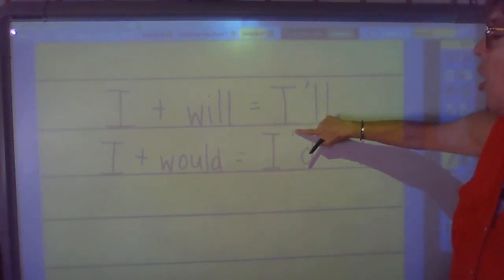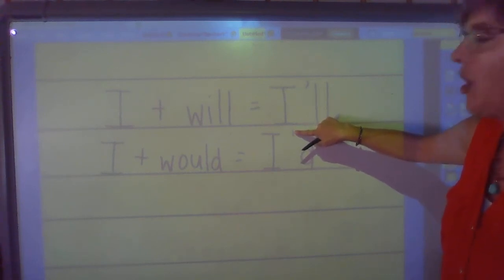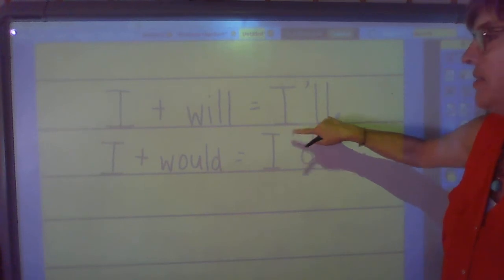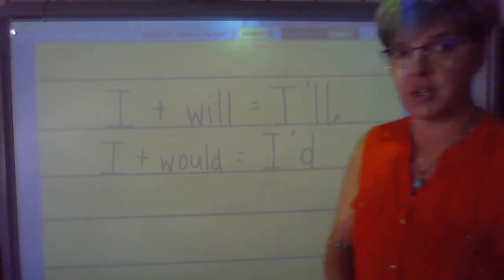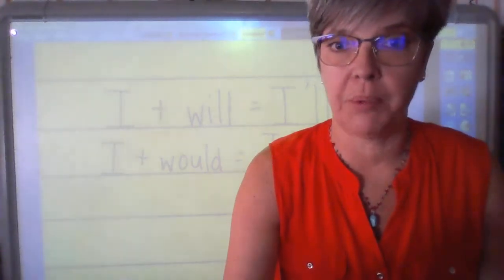The apostrophe always goes in the same place as the letters that you dropped to form your contraction. Okay? So let's take a look at some more words. We're going to blend.